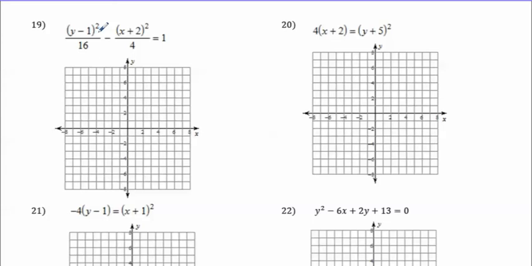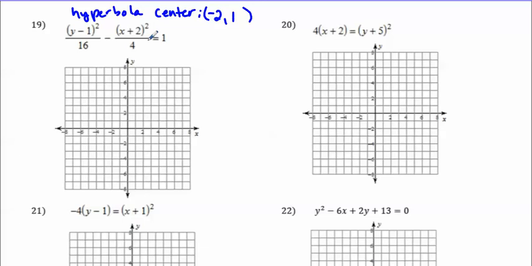Okay, in this one we're going to graph a hyperbola. Graphing a hyperbola starts a lot like graphing an ellipse. You want to find the center. Be careful with the hyperbola because sometimes the y comes first, and the x coordinate of the center is going to be the opposite of the number that's with the x. So negative 2 and 1.